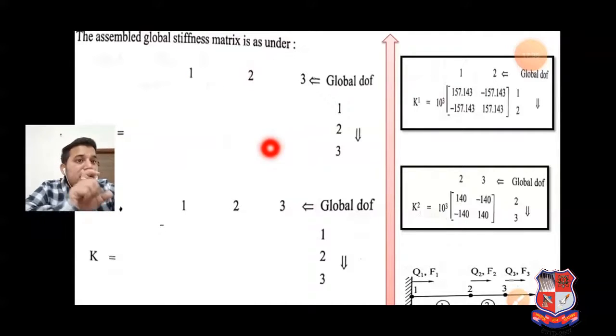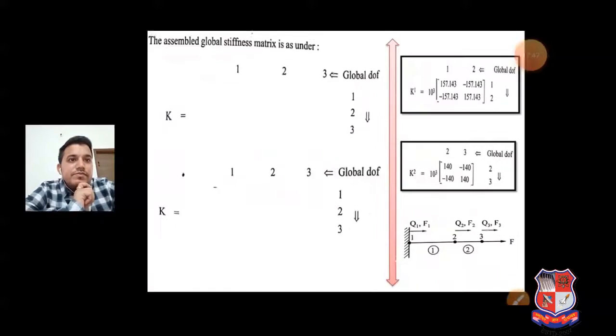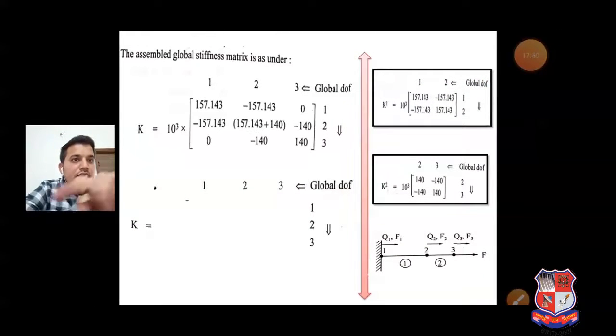If 1 3 is not available, you can observe here 1 3 is not available, we can write down 0. So here first we observe the value. Now let's see how it can come. 1 1 is 157.143, we can directly put it. Okay, then 1 2, 1.